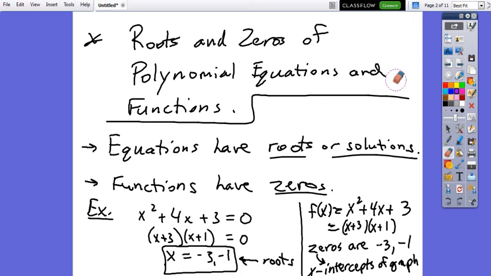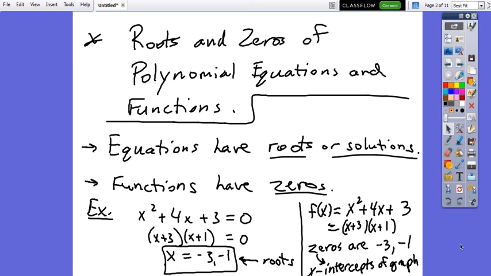Equations have roots or solutions. Functions have zeros. And you can see in this example, and I'll let you copy this down before we talk about the example, but we're going to look at an example of an equation and of the function. Okay, so roots and zeros are basically the same thing, but we use them in different contexts.